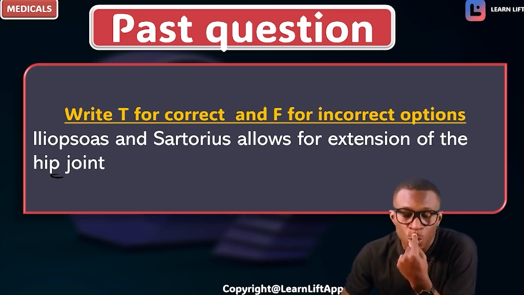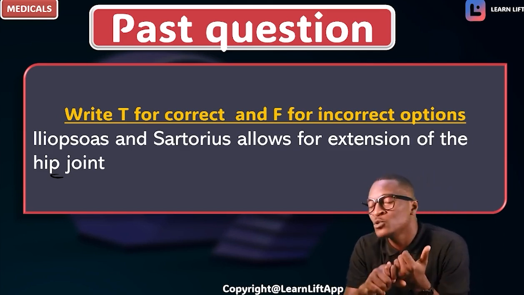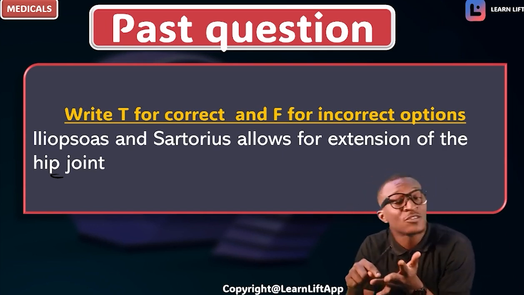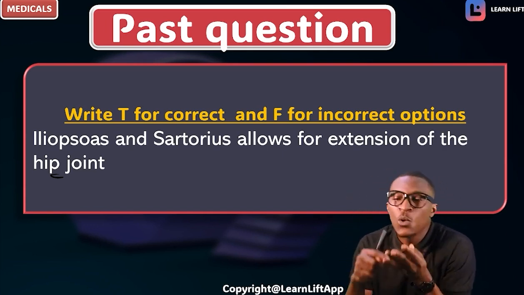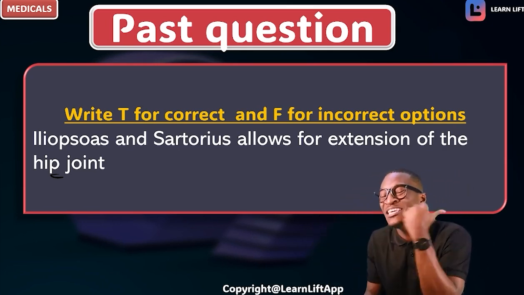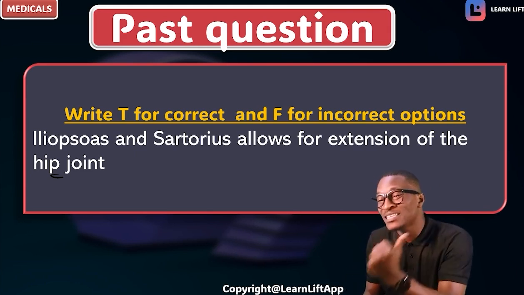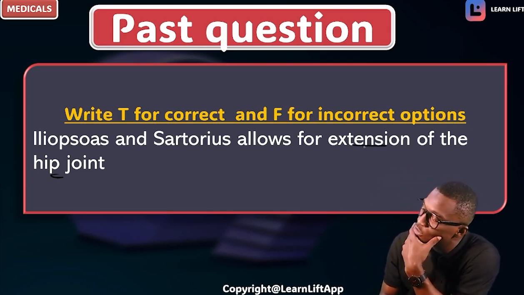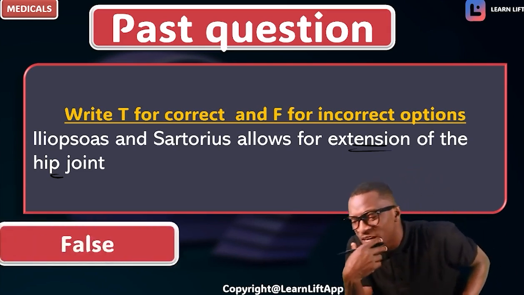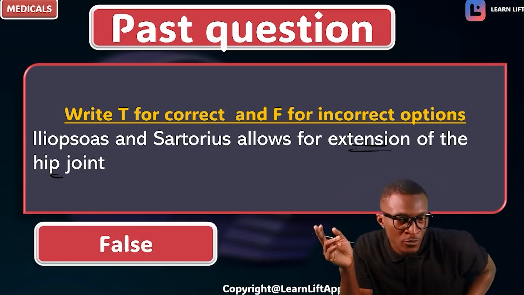We said they are anterior compartment. Anterior compartment muscles are called extensors, but two are exceptions: iliopsoas and sartorius, right? What do they do? We said that they help to flex the hip joint. But this question is saying extension. Did they extend the hip joint? No, they help to flex the hip joint. So this statement is not correct, so it is false.